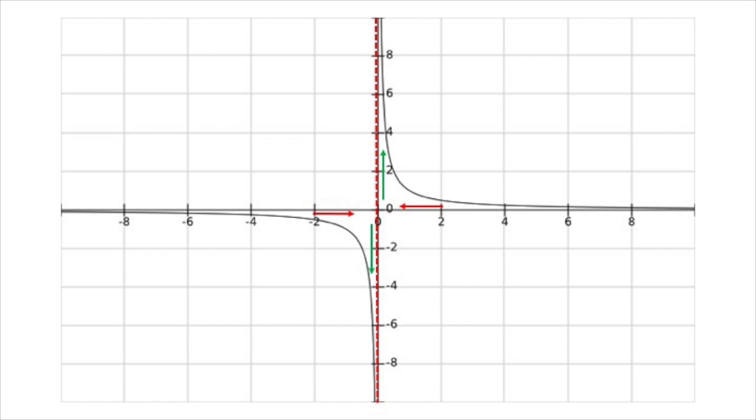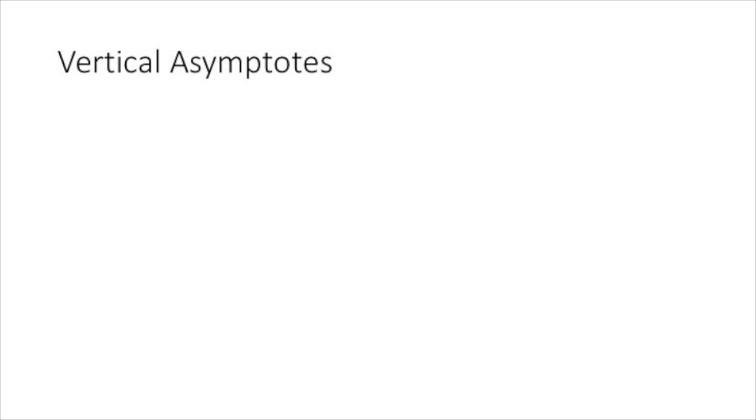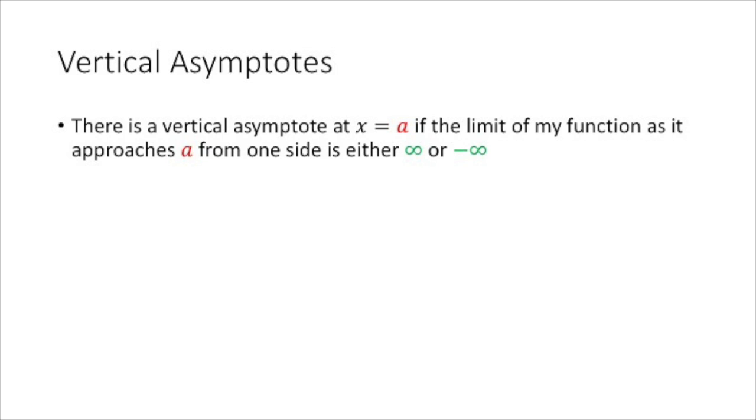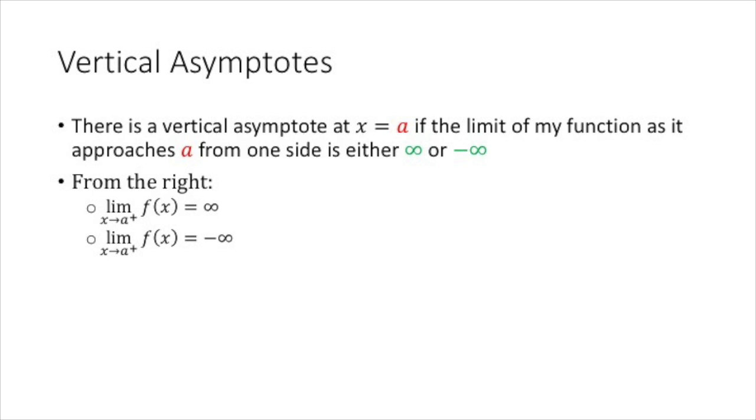Now let's look at a more formal definition. There's a vertical asymptote at x equals a if the limit of my function as it approaches that x value from one side is either positive infinity or negative infinity. My function doesn't have to act the same way on both sides of the asymptote. So when I'm approaching my asymptote from the right, my limit could either be infinity or negative infinity. And when I'm approaching my asymptote from the left, again, my limit could either be infinity or negative infinity.